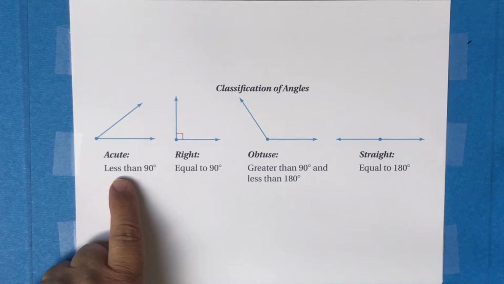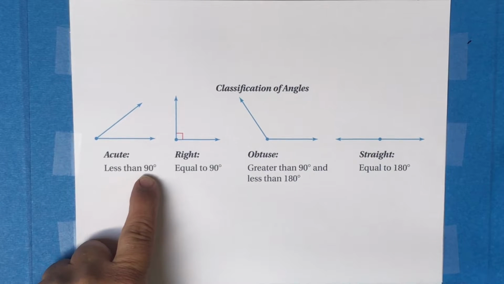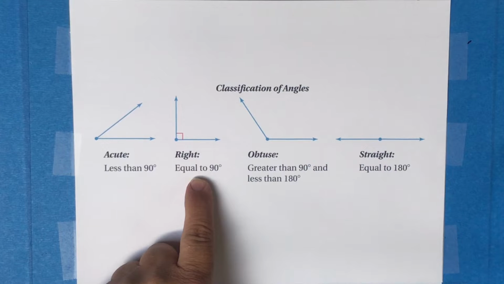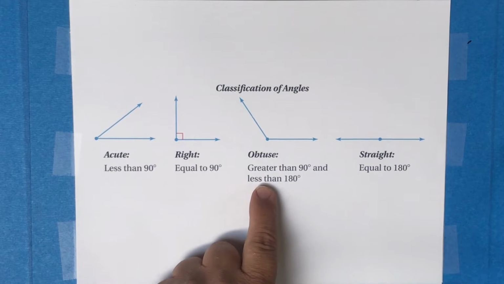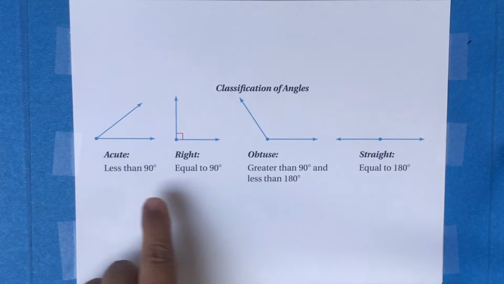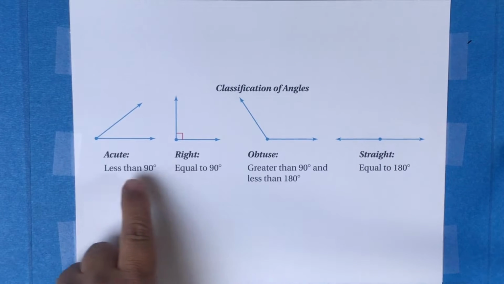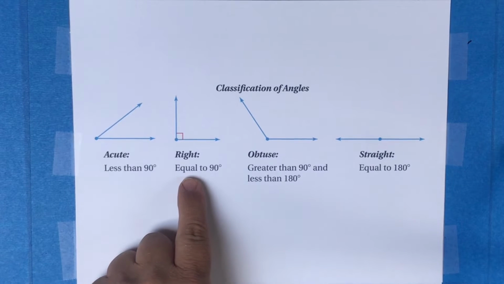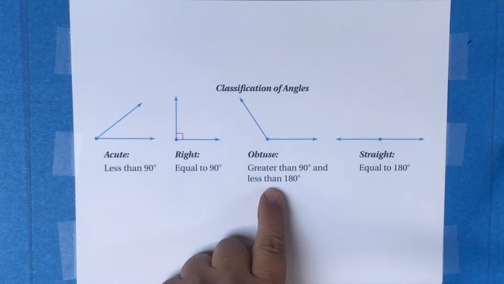An acute angle is an angle that measures less than 90 degrees. A right angle equals 90 degrees. An obtuse angle is an angle that is greater than 90 degrees and less than 180 degrees. And a straight angle equals 180 degrees. The 3 angles we will be looking at today are the acute angle, the right angle, and the obtuse angle.